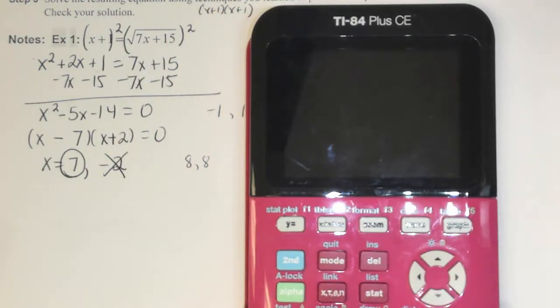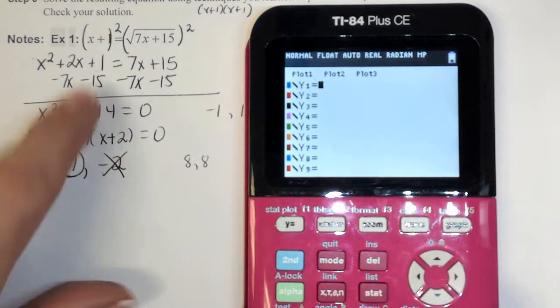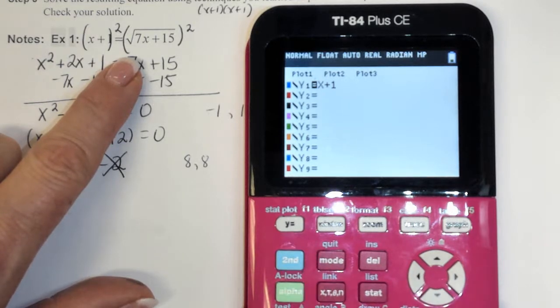Now, if I'm not sure about that, here's what I would do. If I thought, well, I don't understand why there's one solution. Maybe you're thinking about that.